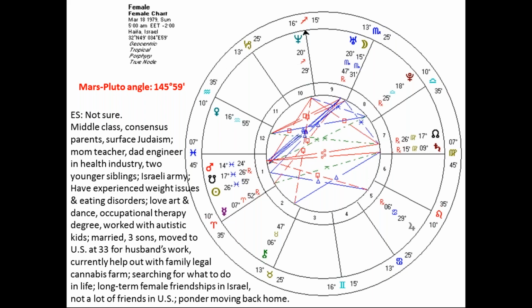This is a female who was born March 18th, 1979, 5 a.m. in the morning. I'm not going to pronounce this. Haifa, H-A-I-F-A, Israel. 7 Pisces, 45-degree rising. This person is in 8th house Pluto, 18.5 Libra retrograde. If you start with Pluto as the 0 point and you move counterclockwise through the signs and the houses, the Mars Pluto angle is 145 degrees and 55 minutes.